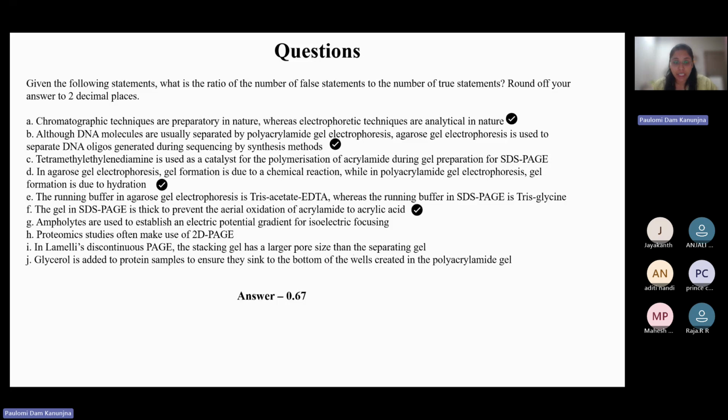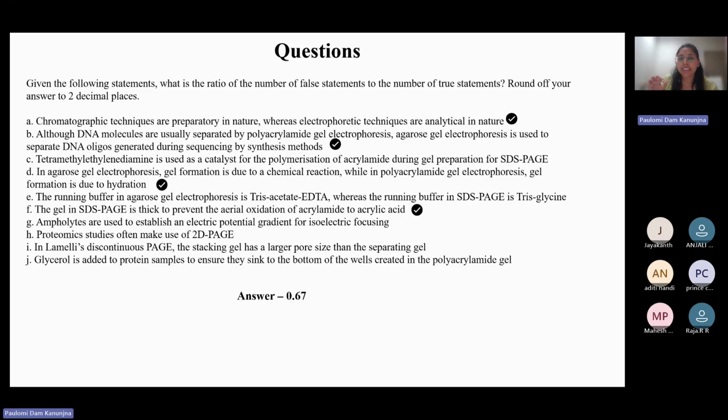The rest of the four are correct statements, where it says that ampholytes are used to establish an electrical gradient, which is correct because ampholytes are basically those that have both negative and positive charges. So they create the potential gradient. In proteomics, you use 2D PAGE. So 2D PAGE is basically similar to the point above, where you have isoelectric focusing because of the potential gradient, and then you have electrophoresis based on size.